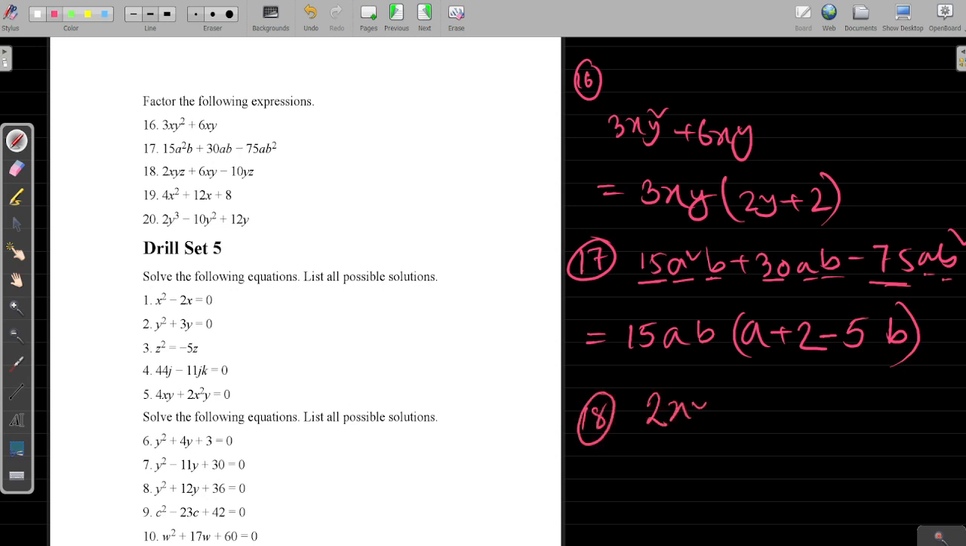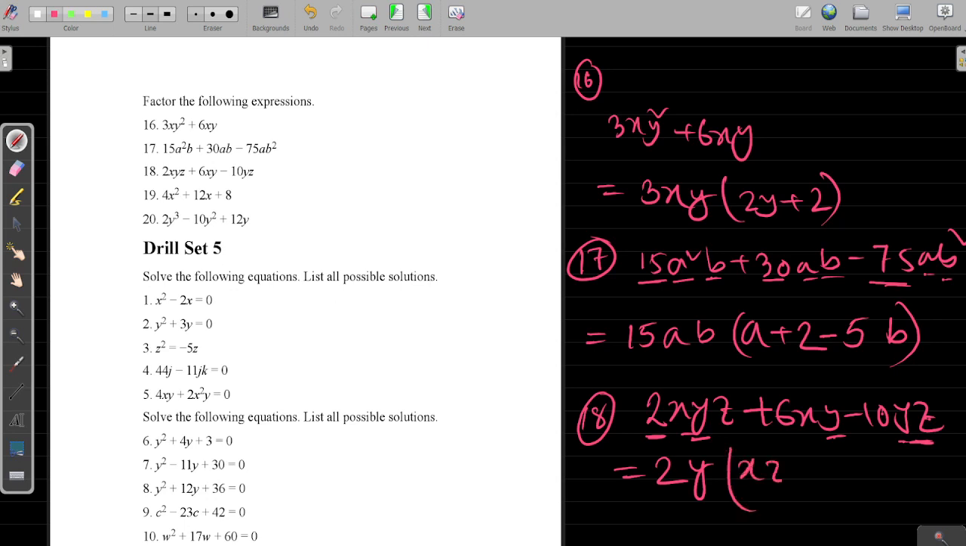Okay. Now I'm going to solve number 18. So 2xyz plus 6xy minus 10yz. So if I take common 2, you will not find any x in the last term, but here y as well as here y. So take the common y from here. So the remaining part will be xz plus 3x minus 5z.